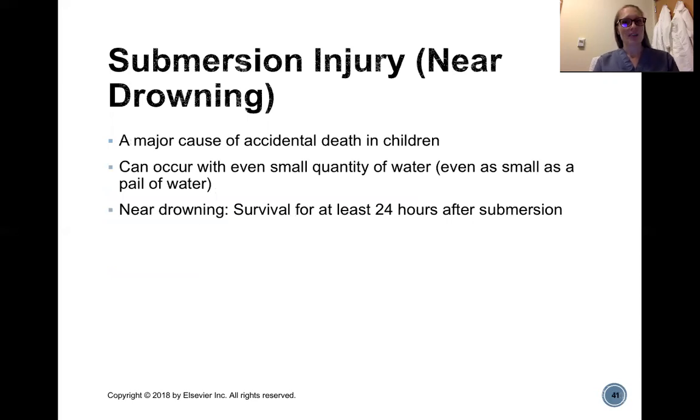We're going to look at some of the other causes of cognitive injuries, so drowning or near drowning is a major cause of accidental death in children. So drowning can occur in just a small pail of water. It doesn't have to be a big pool.